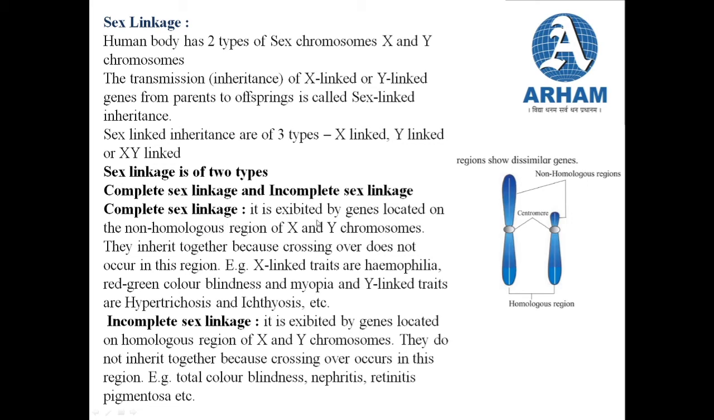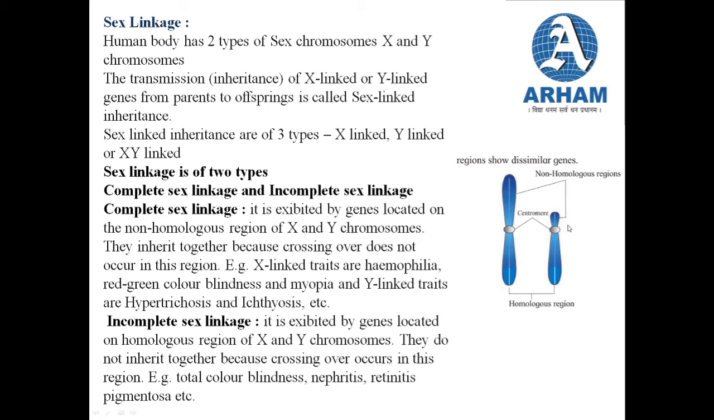First, we will see what is complete sex linkage. Complete sex linkage is exhibited by genes located on the non-homologous region of the X and Y chromosome. We know that the sex chromosomes, the X and the Y chromosome, have two regions. One is called the non-homologous region, and the other is called the homologous region. The non-homologous region shows dissimilar genes, which is why it is named non-homologous, and the homologous region shows similar genes.